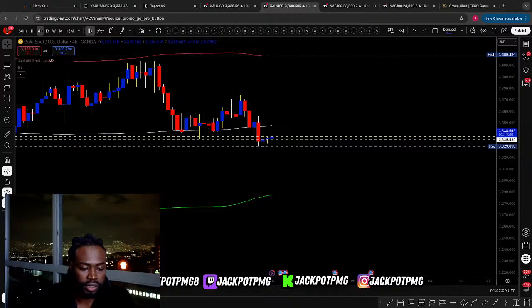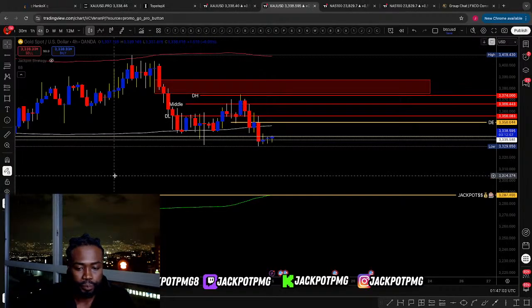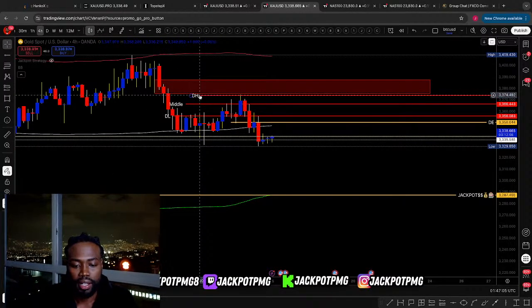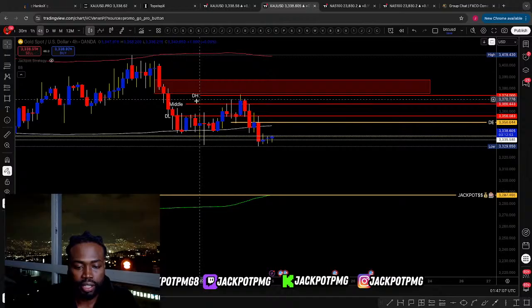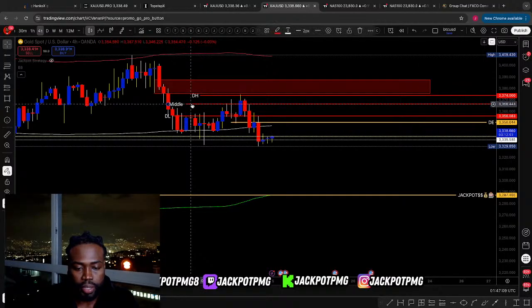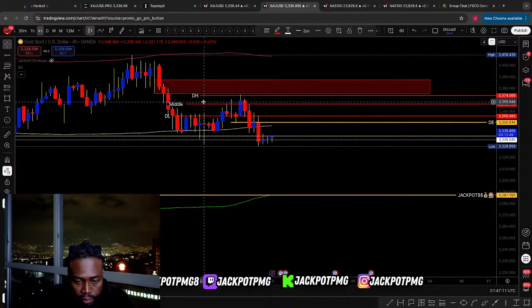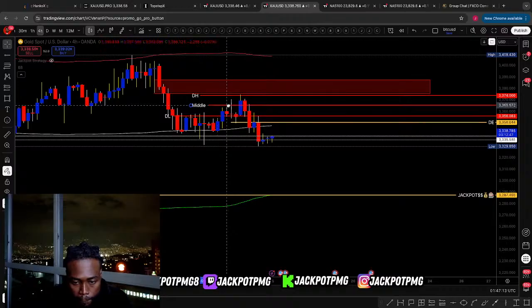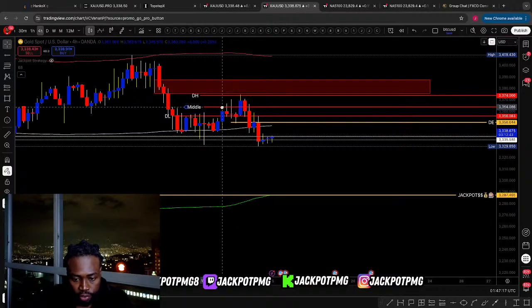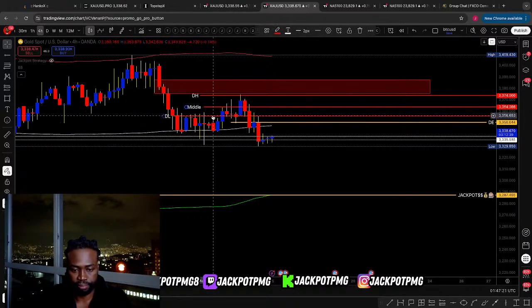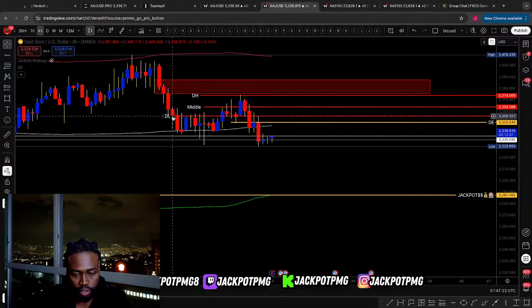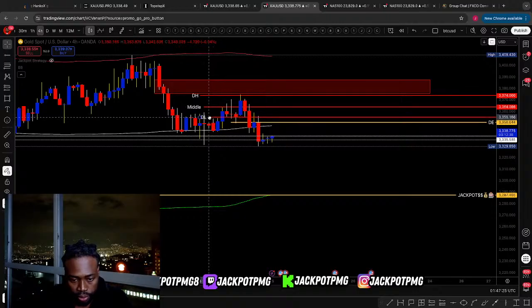And that's where these lines come in. Daily high. Okay. Middle. And I get these entries, I know for sure, after 1 a.m. Well, 12 a.m. Middle.